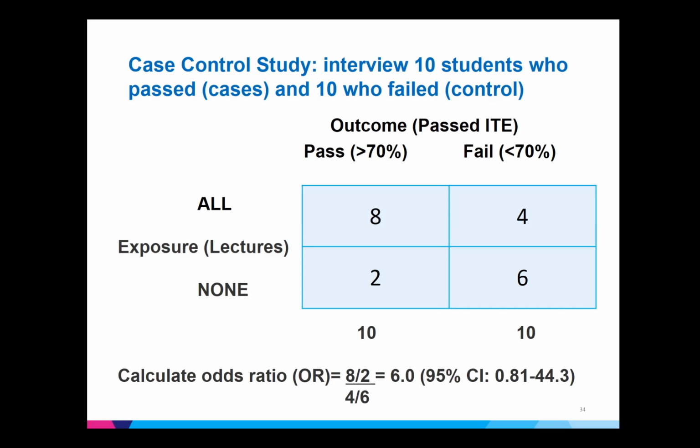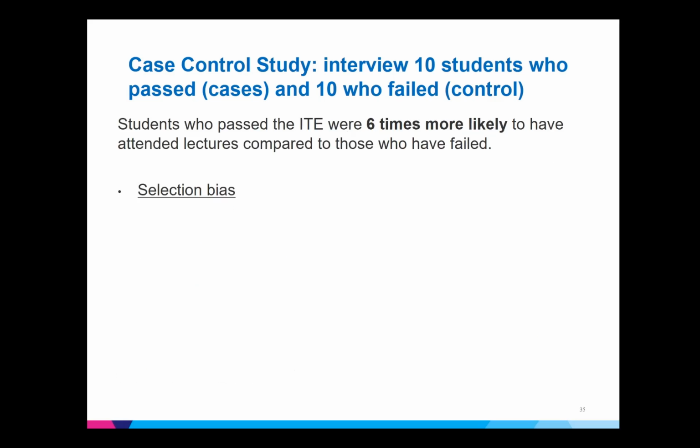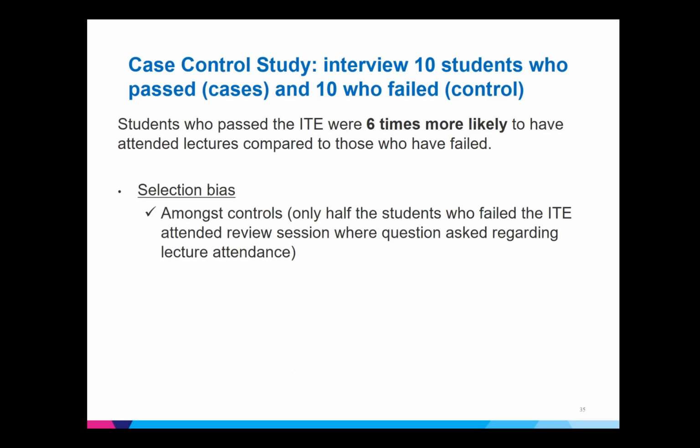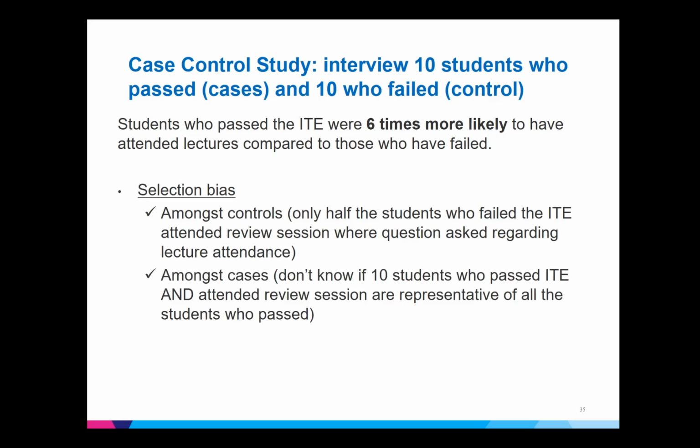And with that odds ratio, you find that there's a 6 odds. And what does that mean? It means that people who passed the ITE were 6 times more likely to have attended lectures compared to those who failed. But what happens with that is you're introducing bias, right? Because, as I told you, we are only getting the people who went to the review session. You're not looking at the whole class. You only were able to ask the people who were in the review session. So you already introduced bias by having that question asked only of those who went to this review session.